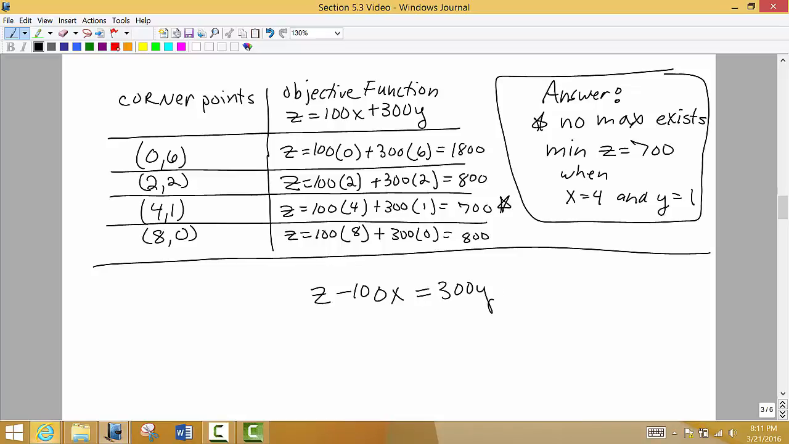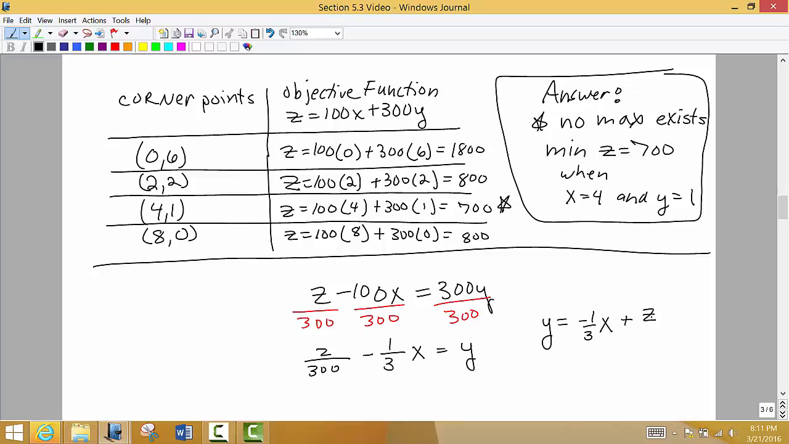Then I'm going to divide everything on both sides by 300. Alright. So we get z divided by 300 minus, and I'm going to reduce this fraction, that's really the same thing as 1/3 times x, equals y. I'm going to write this as y equals the slope times x, and then this is going to be our y-intercept. This time it's z divided by 300. Okay, so it's not the z value as the y-intercept, it's z divided by 300 as our y-intercept.